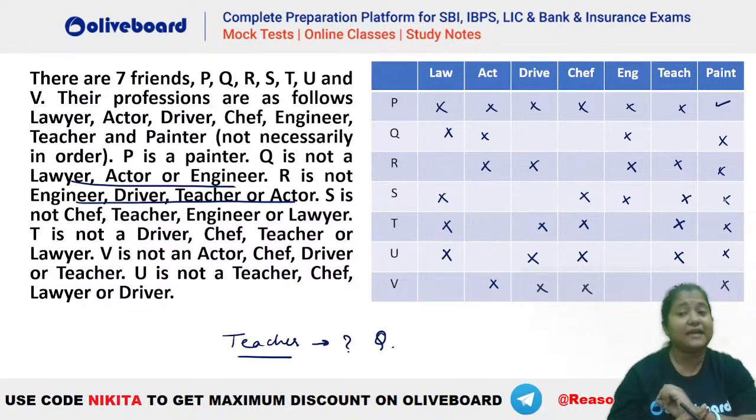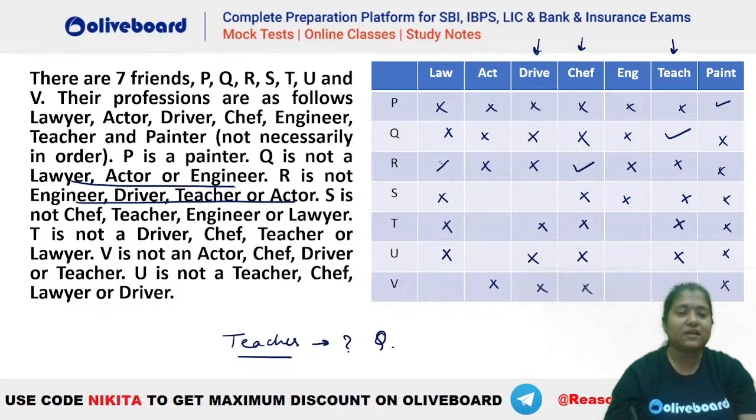Now we know that every row and every column should have only one tick here because every person can have only one particular profession, and one profession can be assigned to only one person here. So if you check the row of teacher, you can see the only possibility for a teacher is Q. Why? Because that is the only one remaining. So that means Q will be the teacher here. So if he is the teacher, he cannot be the driver or chef. Now if you check driver and chef, you can see in chef we have the only possibility as R. So R will be the chef here.